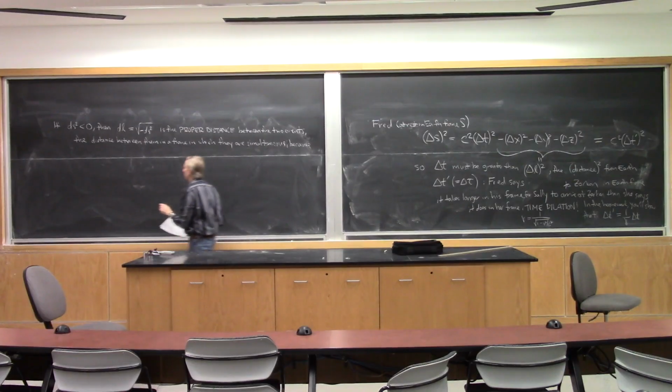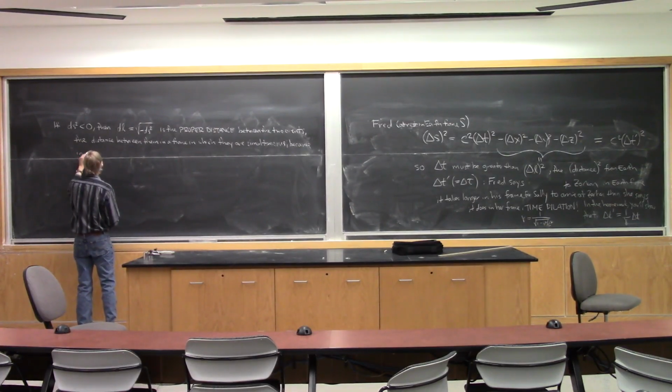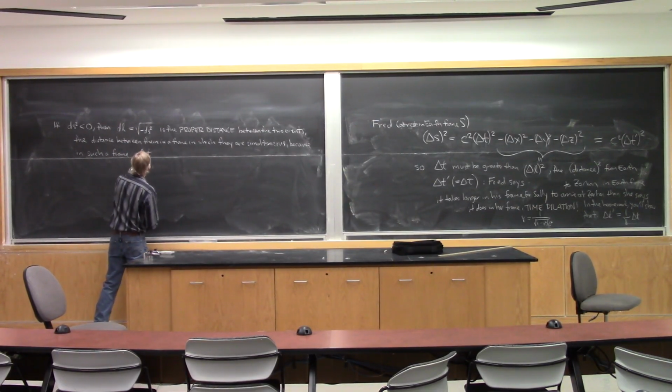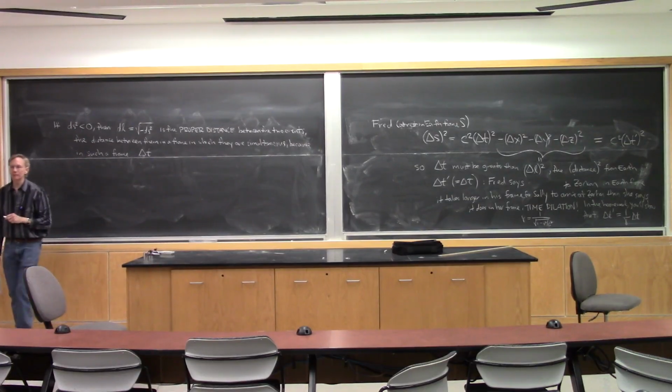Because in such a frame, suppose you're in a frame where the two events are simultaneous. What's delta t according to your frame if the two events are simultaneous? By definition, what's delta t between those two events? It's 0, right? They happen at the same time.